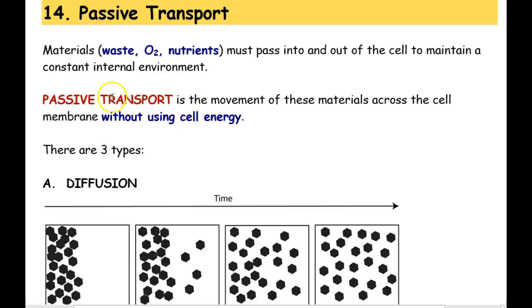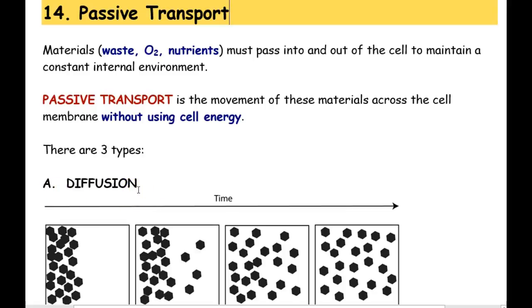So, what is passive transport? That's when we move materials across that cell membrane, but without using cell energy, and that is the key. So what I want to talk to you about today are the different types of passive transport that can occur across the cell membrane. The first you're very familiar with, I hope, which is diffusion, the concept of diffusion, right?